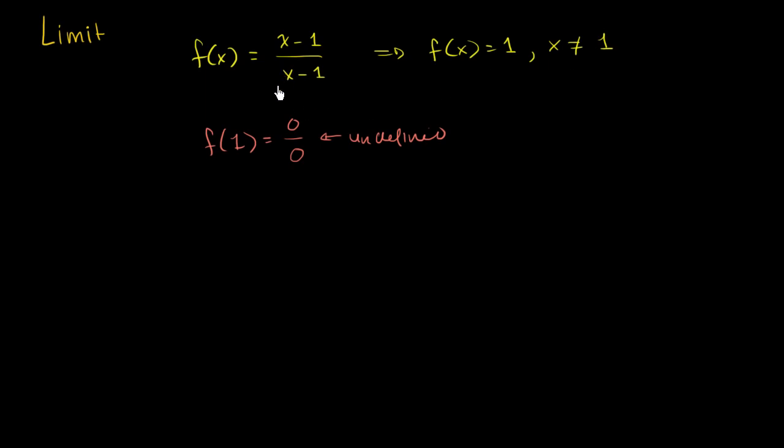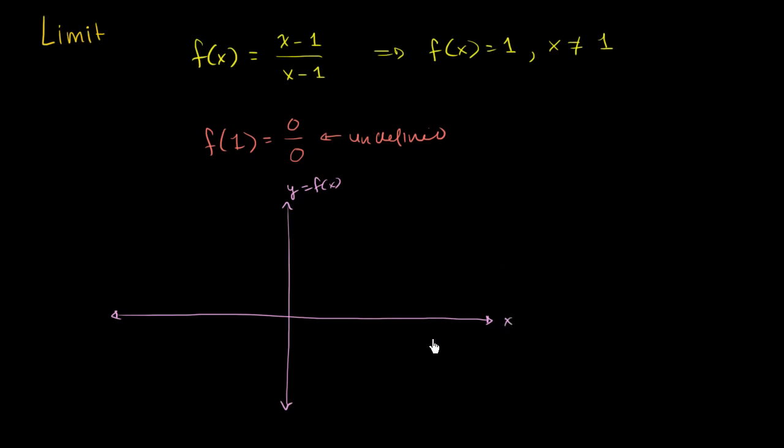So how would I graph this function? So let me graph it. That is my y is equal to f of x axis. And then this over here is my x-axis. And then let's say that this is the point x is equal to 1. This over here would be x is equal to negative 1. This is y is equal to 1.